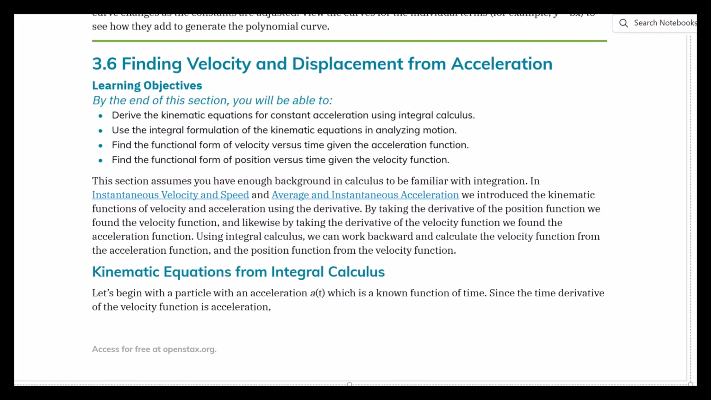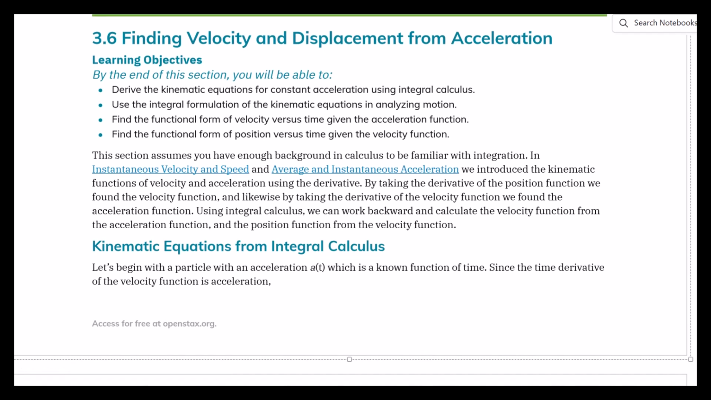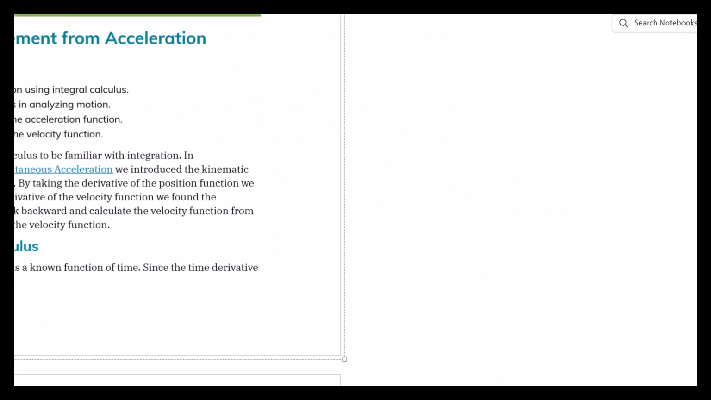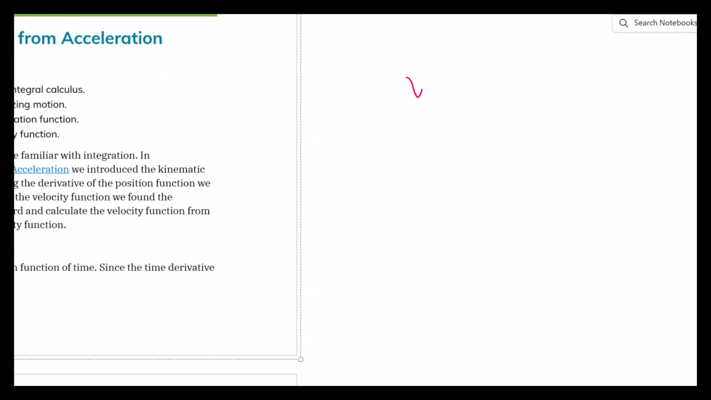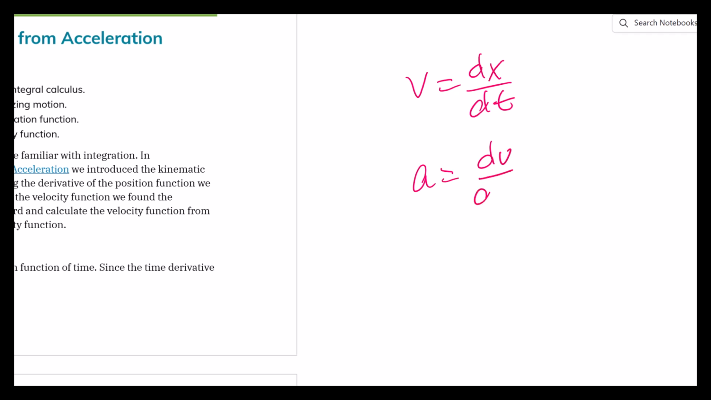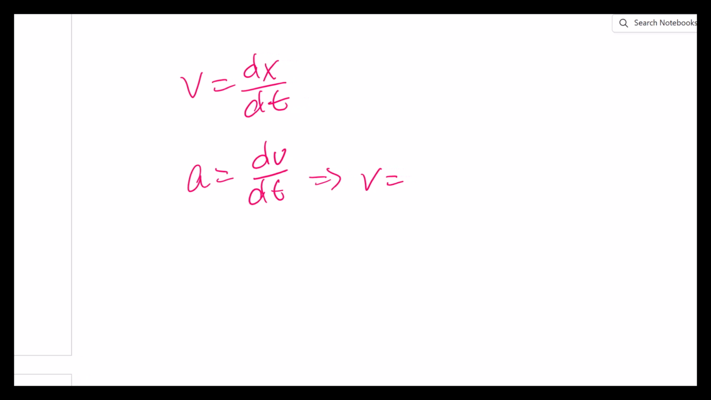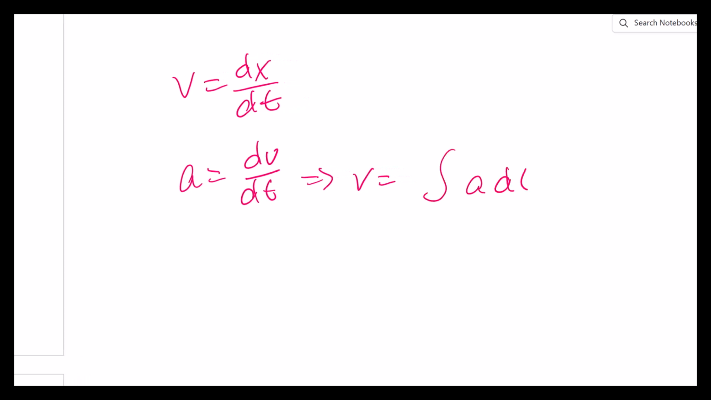Okay, this one is super straightforward if you've been following what we've been doing so far. Basically just saying if you have acceleration, that we can relate those to displacement and velocity using integrals, right? Because we said that velocity was dx/dt and acceleration was dv/dt. So therefore, velocity is the integral of acceleration dt, and position is the integral of velocity dt.